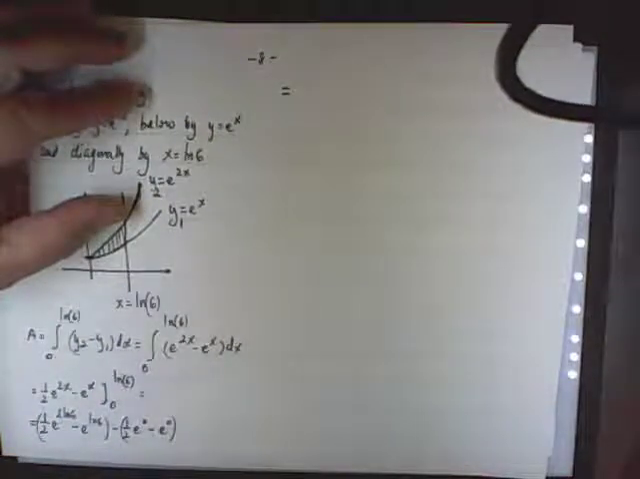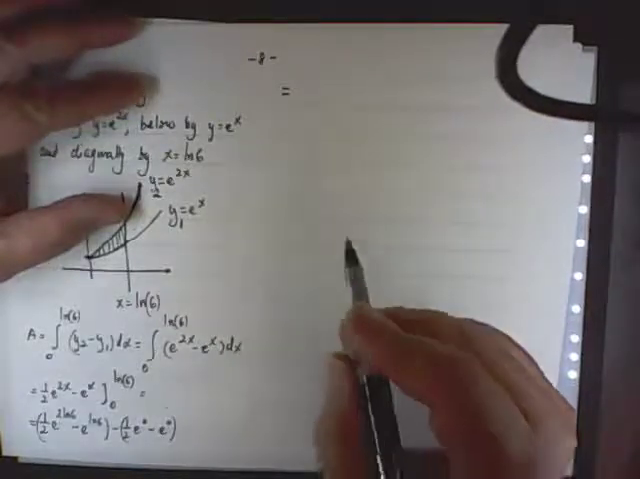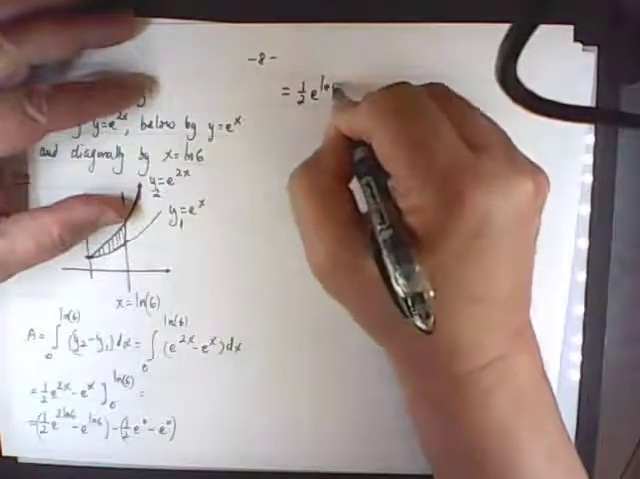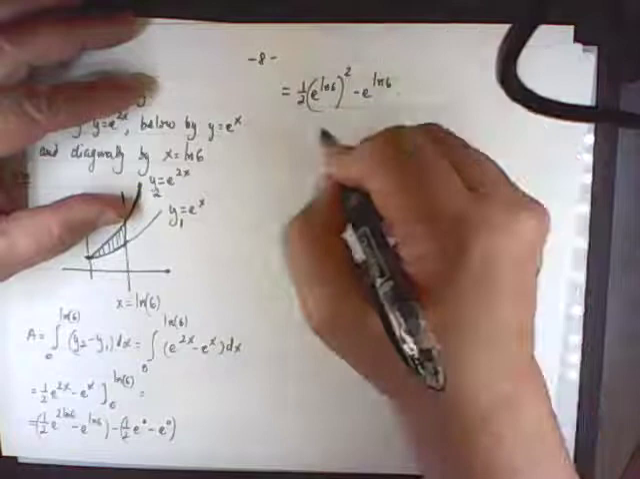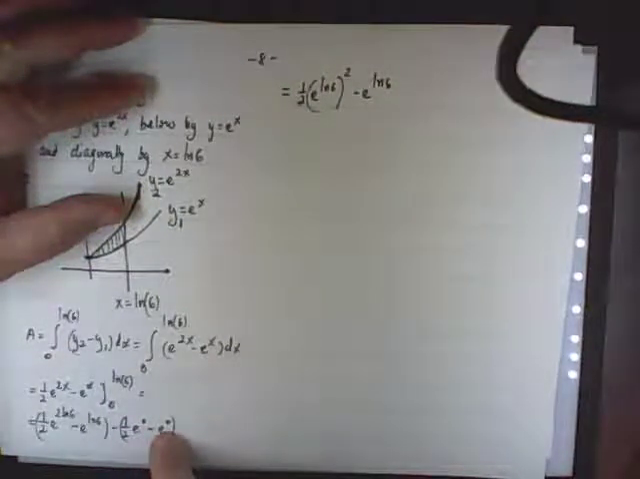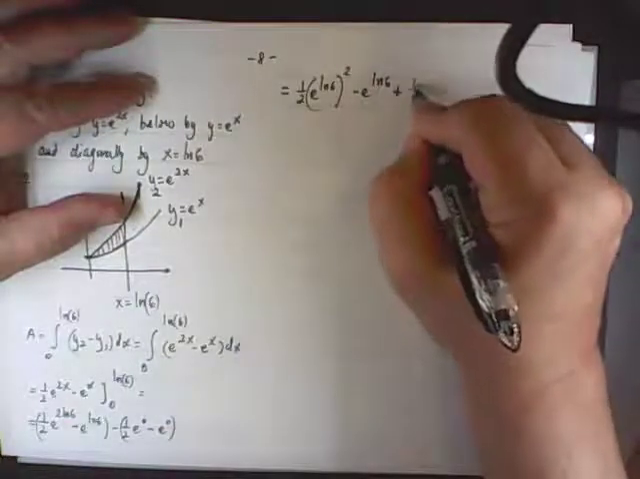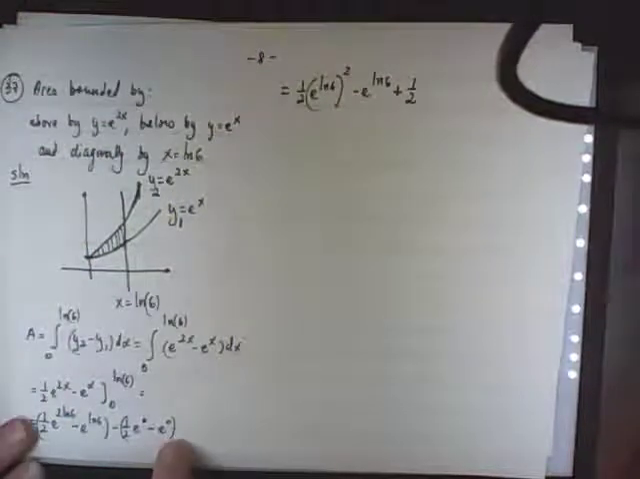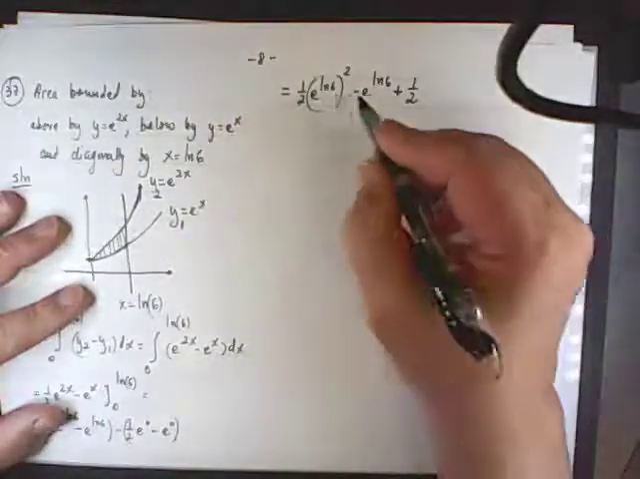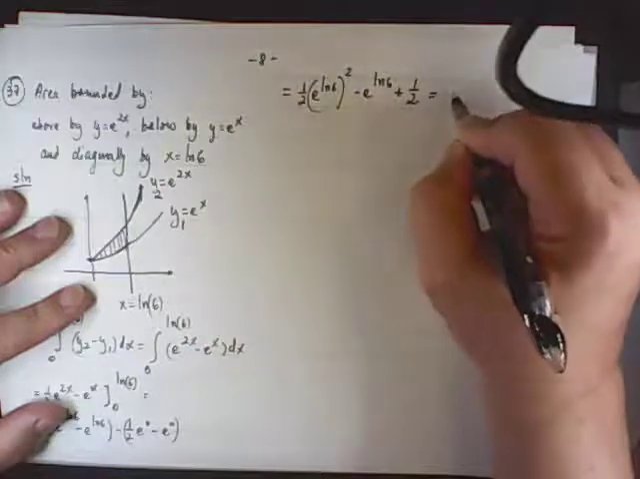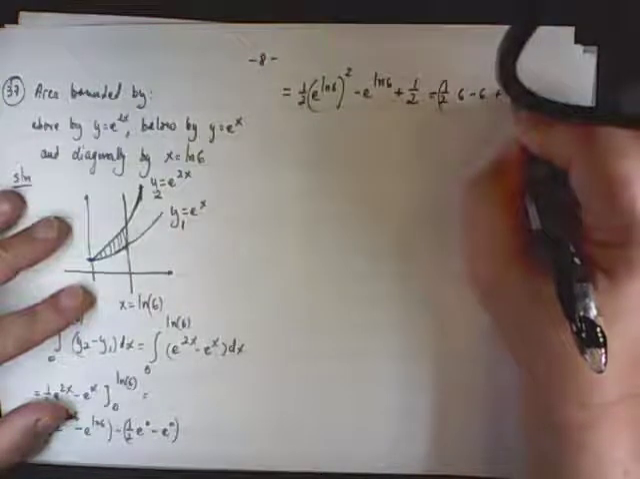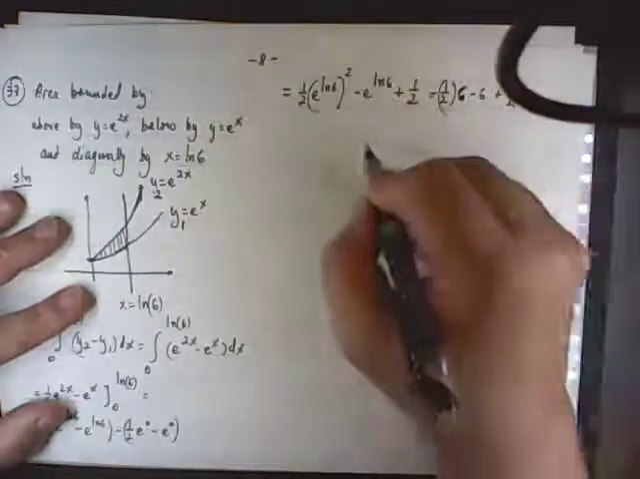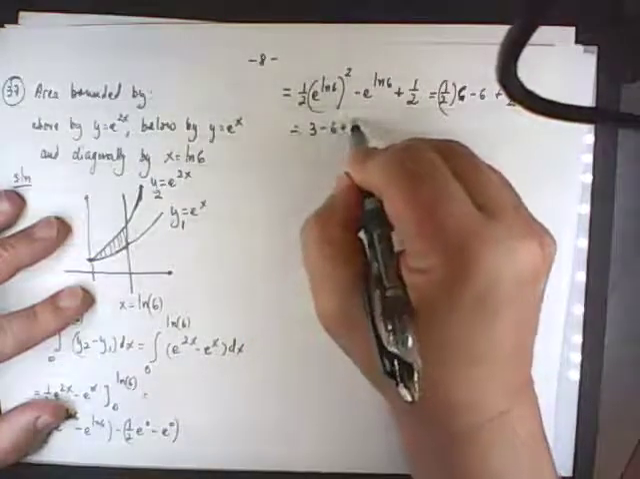Now, e to the natural log of 6 is 6. So what should I do with the 2? I can square it, right? I can say that this is 1/2 e to the natural log of 6 squared, and then minus e to the natural log of 6. And at 0, I have 1/2 minus 1, that will be negative 1/2, but with the negative up front it will be plus 1/2. So e to the natural log of x is x, e to the natural log of 6 is 6, so we have 1/2 times 6 squared minus 6, plus 1/2.